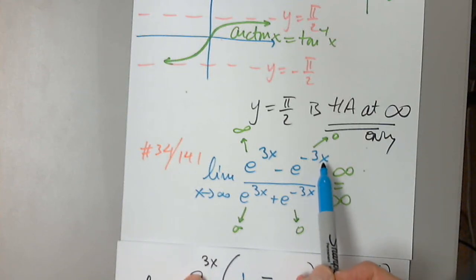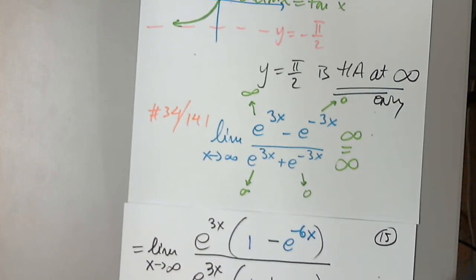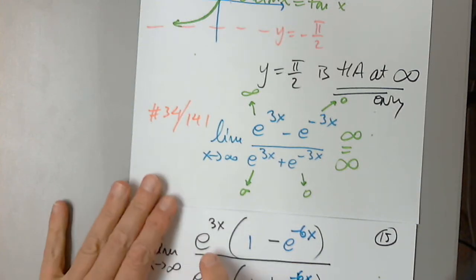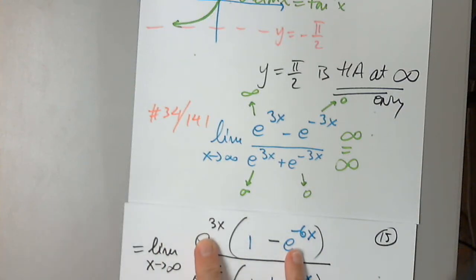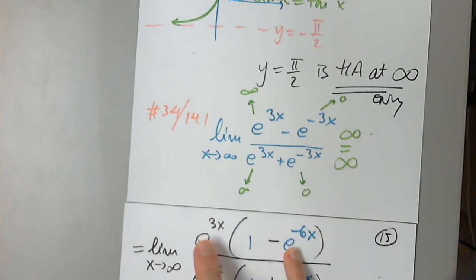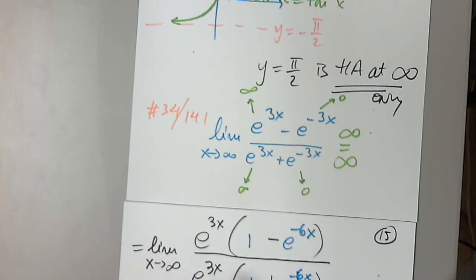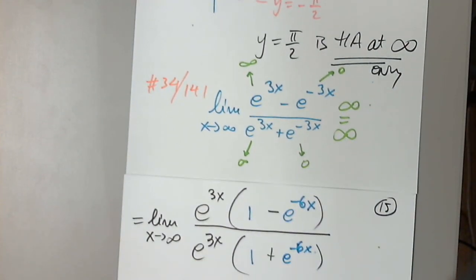From negative 3x, I subtract negative 3x. So I get e to negative 6x. Let's check this, in case you have any doubts. e to 3x times 1 is e to 3x. When I multiply these two, I copy the base and add the exponents, and I get e to negative 3x. Agreed?